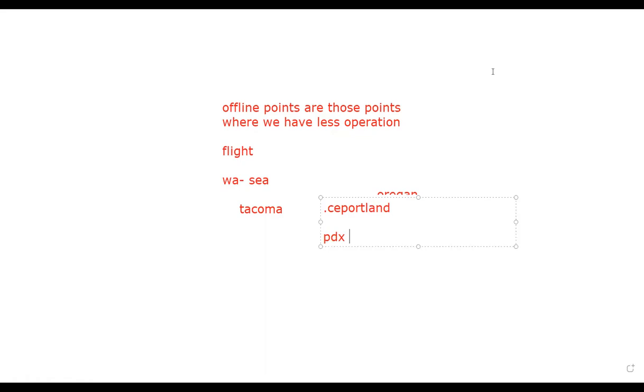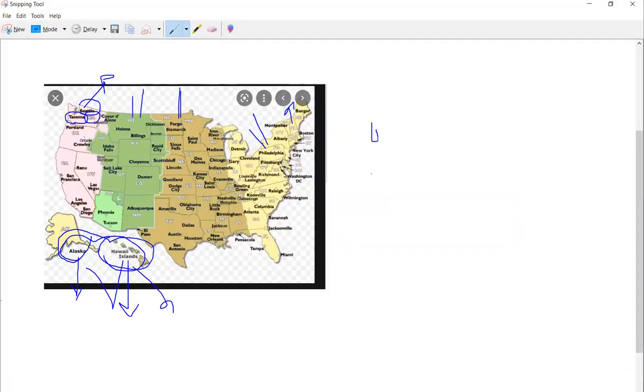And obviously, we have one small city which we call Ontario. Listen to me very carefully. Your traveler will say, I want to travel to Ontario. Ontario is an offline point over here. Then we can give the flight till the nearest online point of the city. Ontario is an offline point, and Portland is also an offline point. Clear?